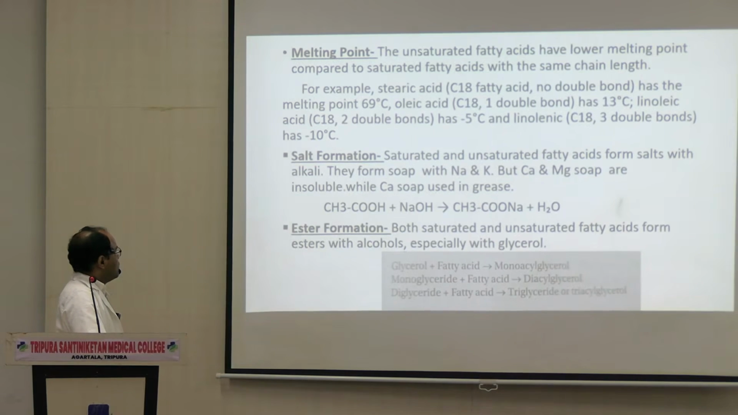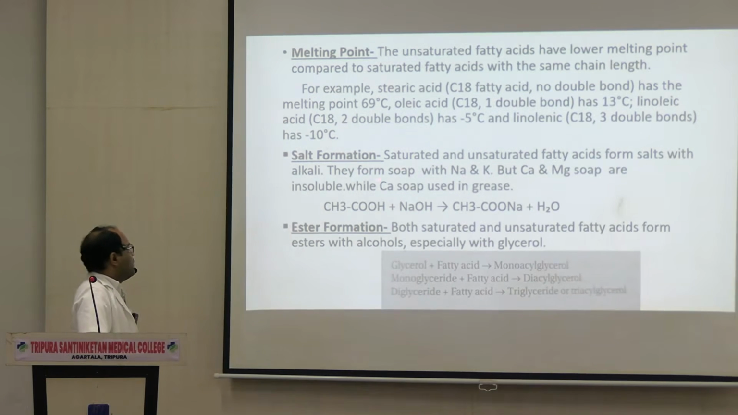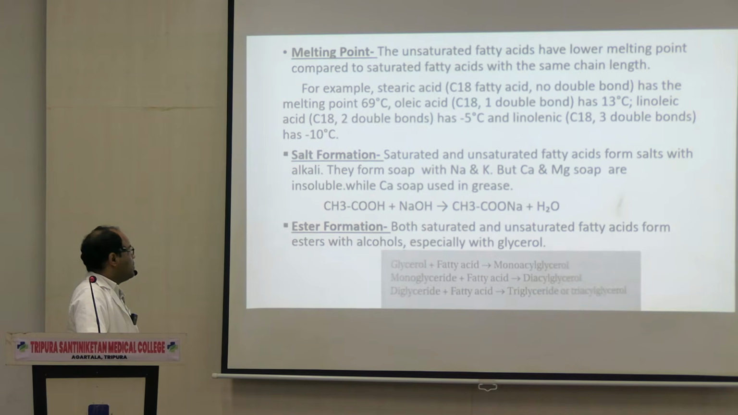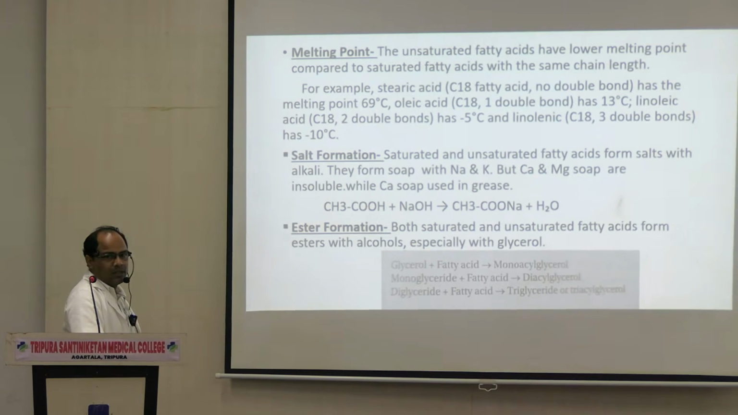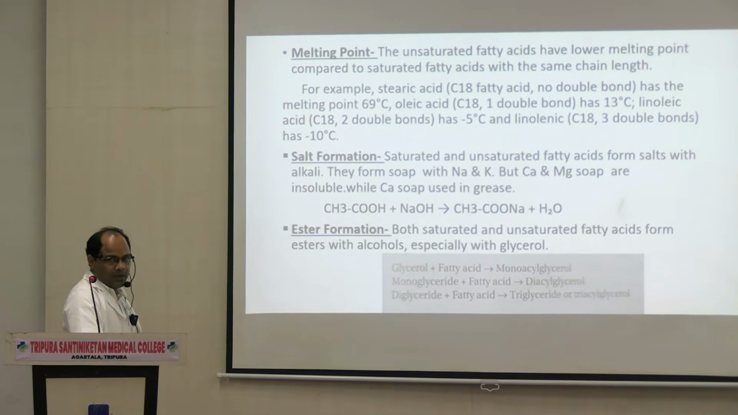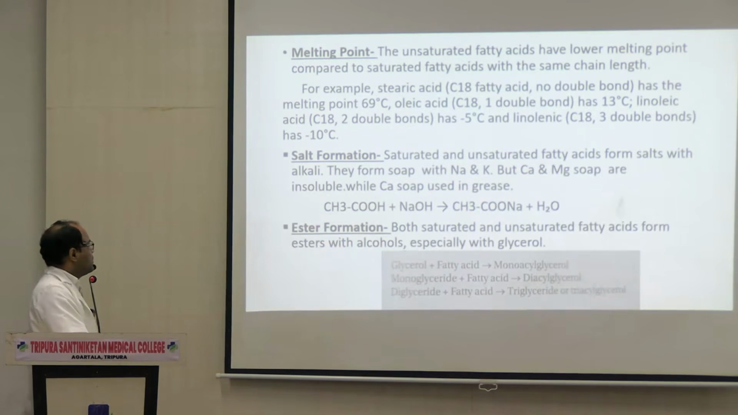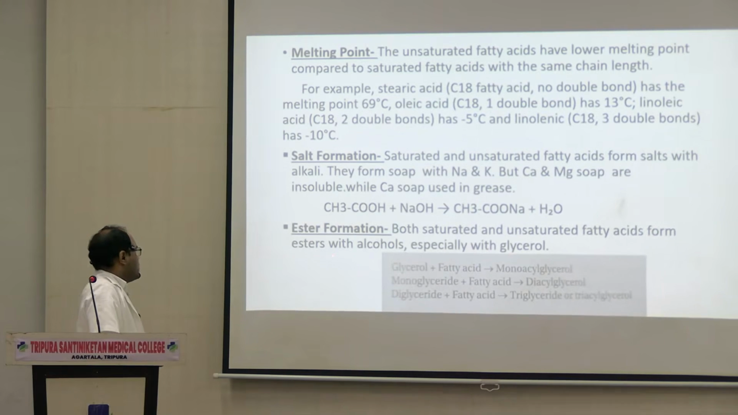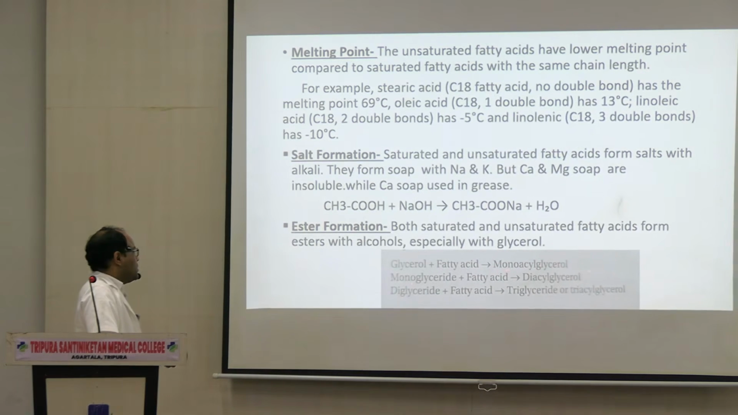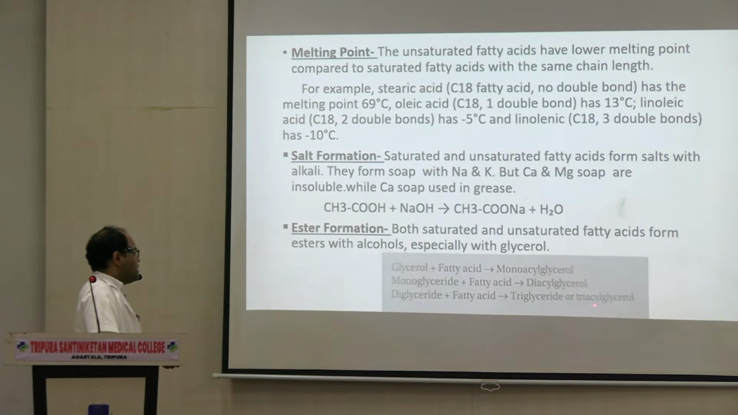Salt formation: saturated and unsaturated fatty acids form salts with alkali. They form soap with sodium and potassium. But calcium and magnesium soaps are insoluble, while calcium soap is used as grease. Grease is used in the automobile industry. Ester formation: both saturated and unsaturated fatty acids form esters with alcohol, especially with glycerol. Glycerol plus fatty acid gives monoacylglycerol, then diacylglycerol, then triacylglycerol.